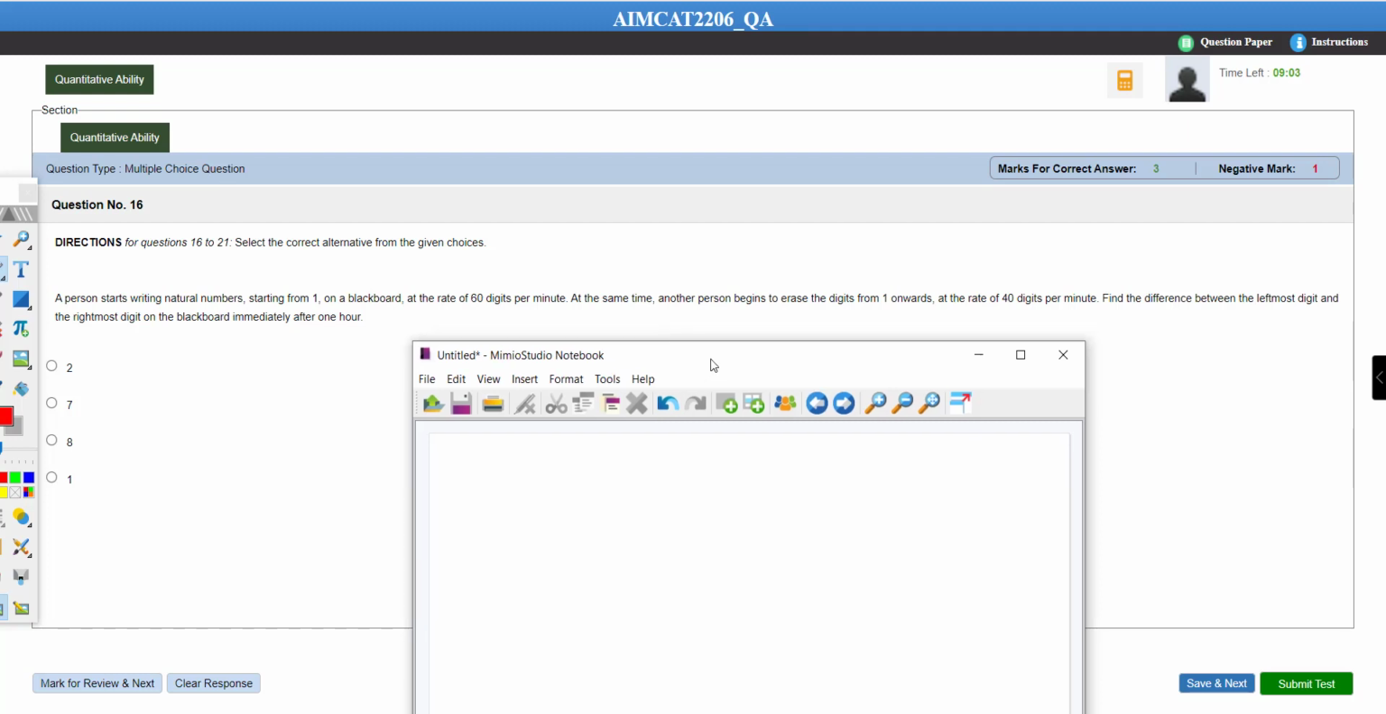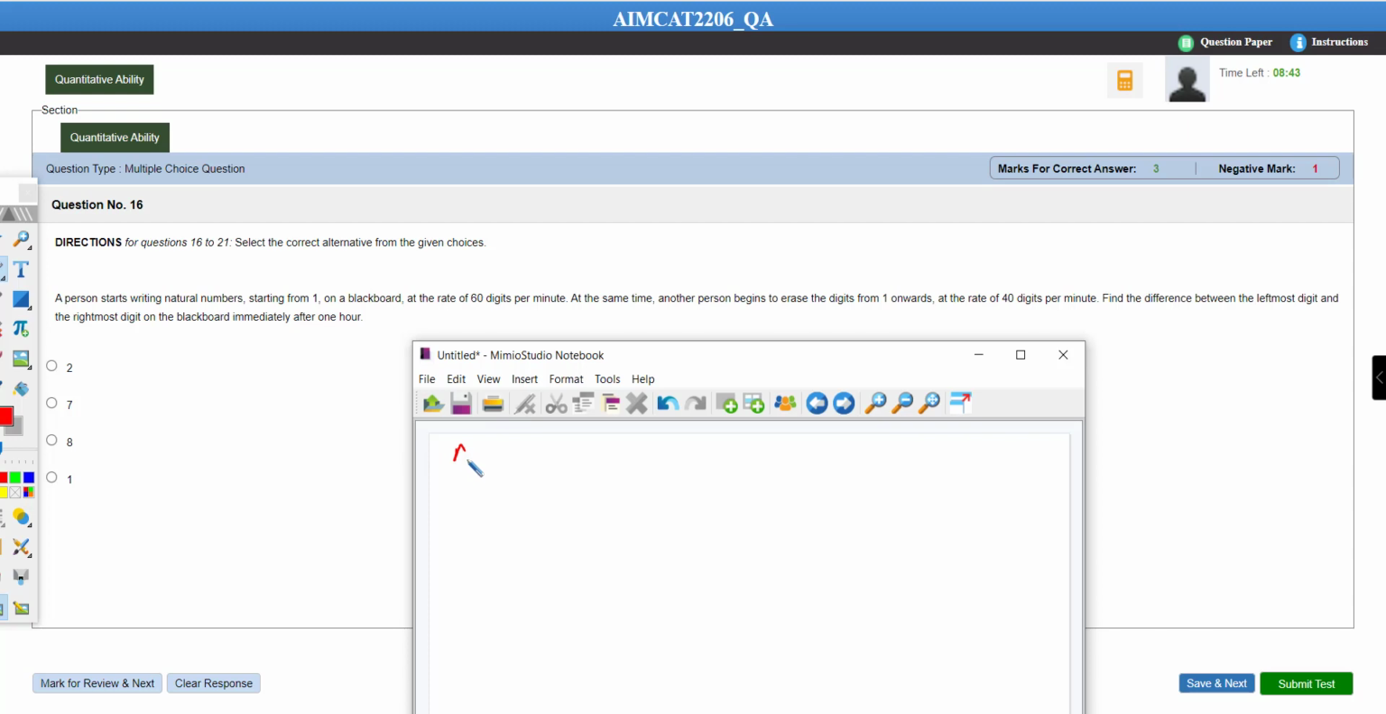A person starts writing natural numbers starting from 1 at 60 digits per minute. At the same time, another person begins to erase from 1 onwards at the rate of 40 digits per minute. Find the difference between the leftmost digit and the rightmost digit on the blackboard immediately after 1 hour. After 1 hour means 60 minutes.